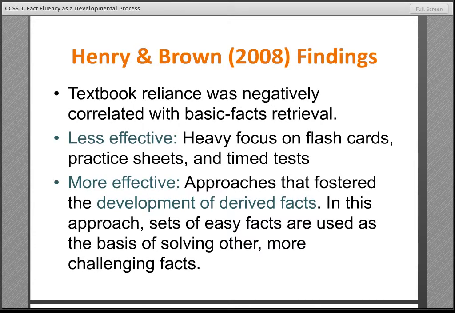So this particular research finding very much influenced the Common Core authors, I suspect, in terms of putting the benchmark at the end of second grade and also in terms of focusing on strategy development. And furthermore, strategy development is a key portion of the algebraic thinking part of this domain.